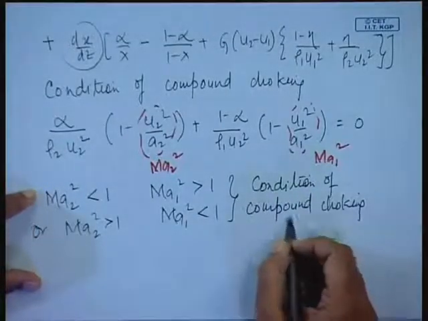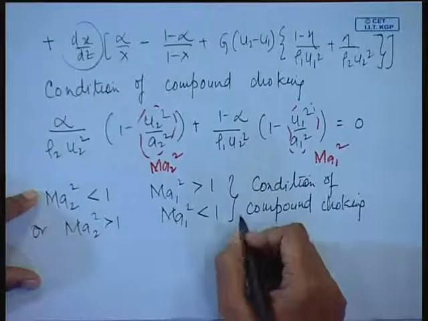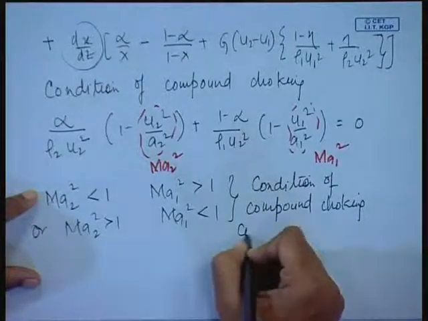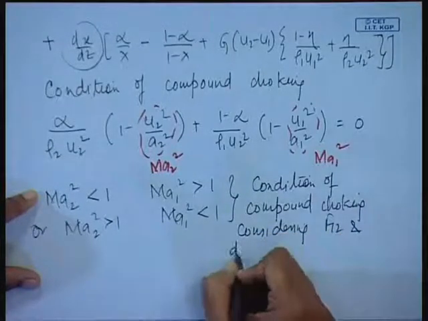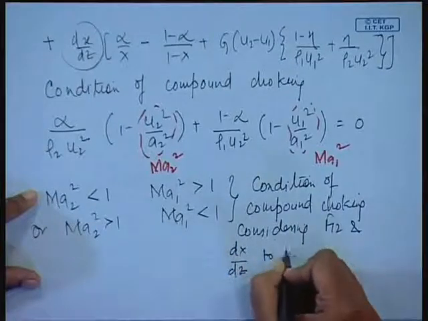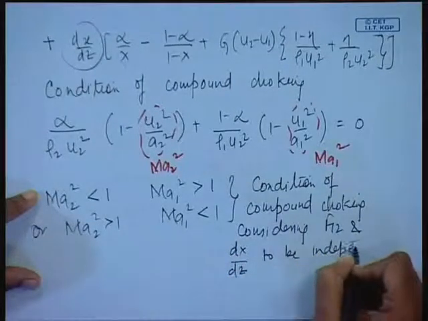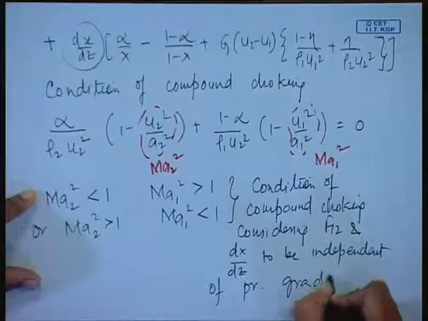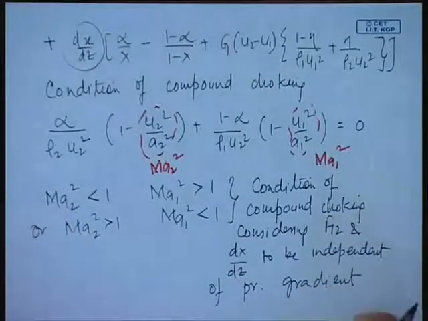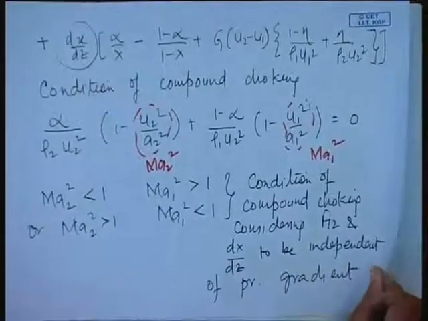Okay. So, this gives you the condition of compound choking, assuming or considering F12 and dxdz to be independent of pressure gradient. Under this condition, we have got the condition of compound choking. Now, tell me, for flashing, what is going to happen? For flashing, suppose we consider flashing, then in that case, what happens?